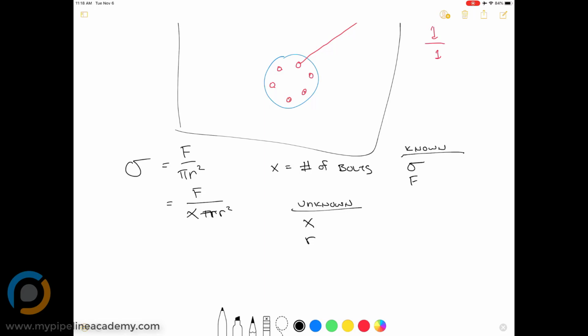We could either assume a fixed number of bolts, or we could assume some radius. And I would probably start with assuming a known radius, because there are standard sizes of screws, so you're only going to have so many options. So maybe you want to use quarter-20 screws, in which case your diameter is 1/4 of an inch and your radius is 1/8 of an inch. So now this radius moves over to our known column, and x is our only unknown. So then I would solve for x.